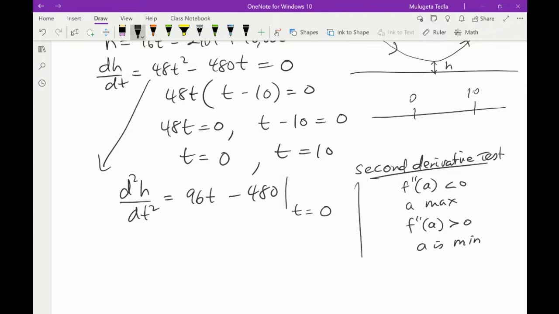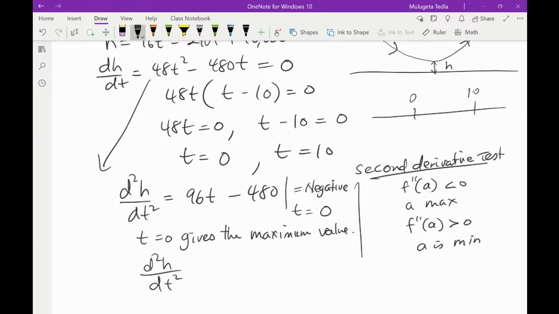So in here, if you put 0 there, the second derivative is less than 0, or negative. If it's negative, then the value you're plugging in, t equal to 0, gives the maximum value. So what is the second derivative at the second critical number?